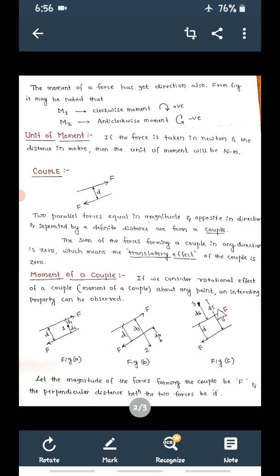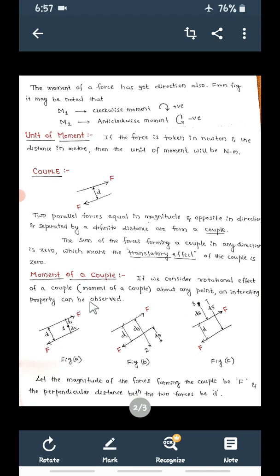Similarly, third sketch, same force F and F couple separated by a distance D. Now point 3 is here. This is D6, the perpendicular distance between this force and point 3, and from point 3 to this force is D5. So in all the cases we are going to calculate the moment of couple about the first point, the second point, and the third point.